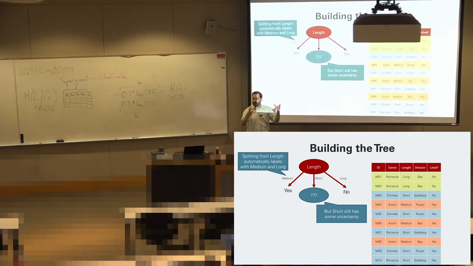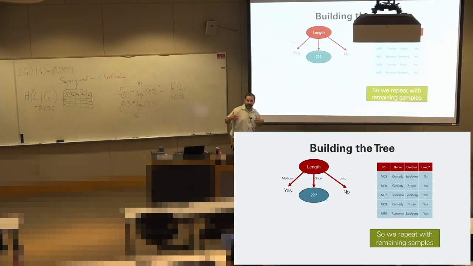Well, I am going to filter, right? I'm going to only look at now my short movies. And I'm going to ask the same question over again: which attribute was the best one to pick from? Okay, right? You notice it's a much smaller case.